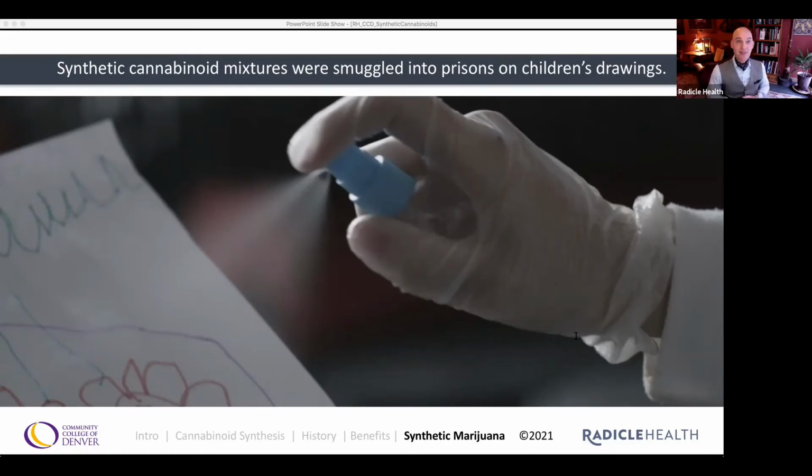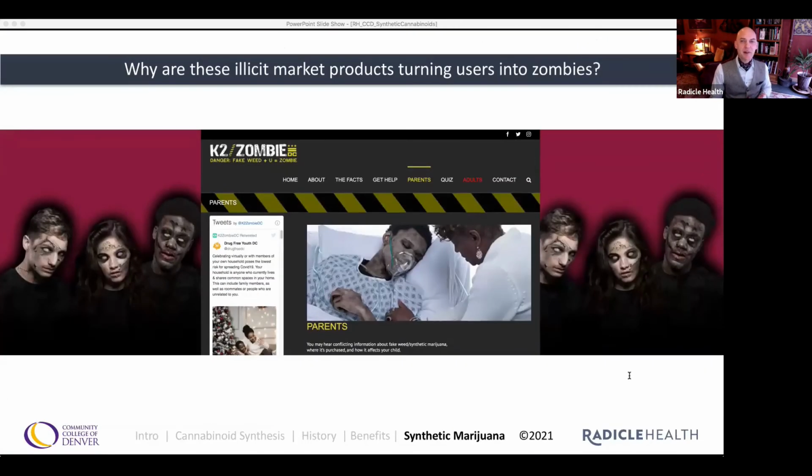New and inventive methods for consuming these products continue to appear. There was one story about prisoners in Great Britain who were receiving pictures drawn by their children that had synthetic cannabinoid mixtures sprayed onto them. And so after they would get them into the jail cells, they would actually smoke the paper.